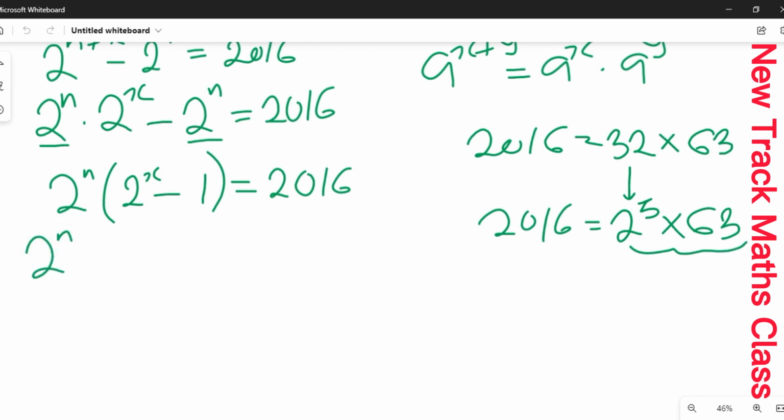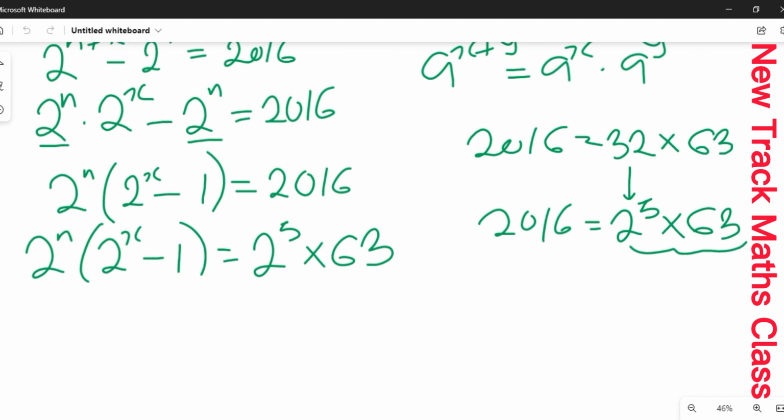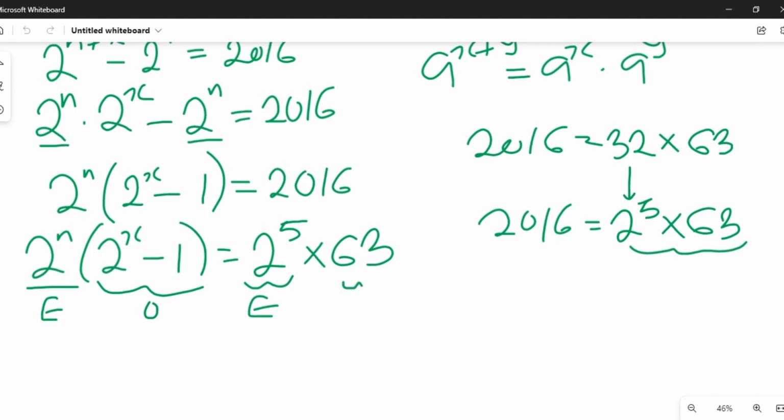We'll have 2 raised to power n, all multiplied by the bracket 2 raised to power x minus 1, and that will be equal to 2 raised to power 5 multiplied by 63. Now, where do we go from here? We are going to do some comparison in mathematics that is acceptable. If you come to see this, you see that this is an even term, while this is an odd term, this remains an even term. Of course, you know what even and odd means in mathematics. This is an even number and this is an odd number.